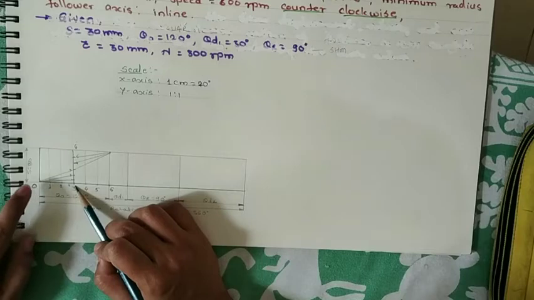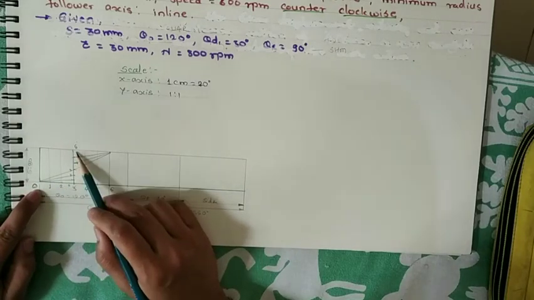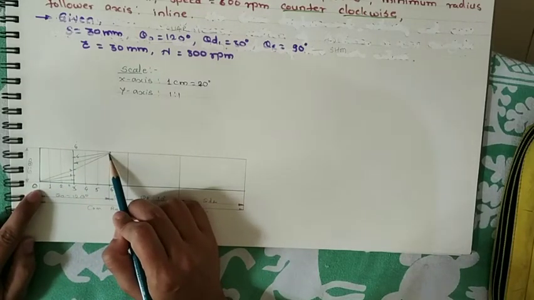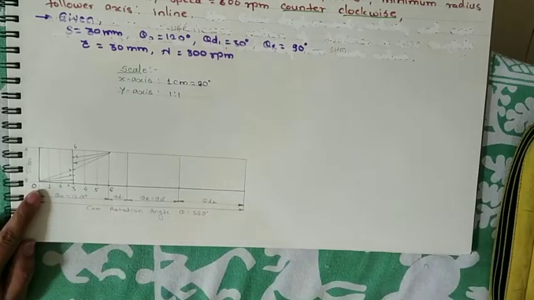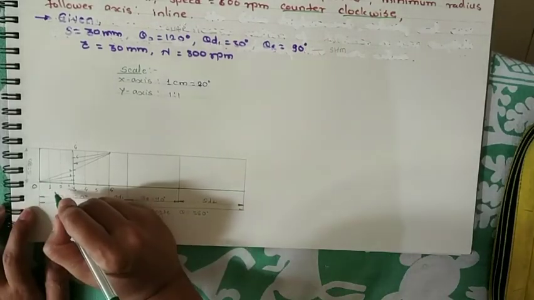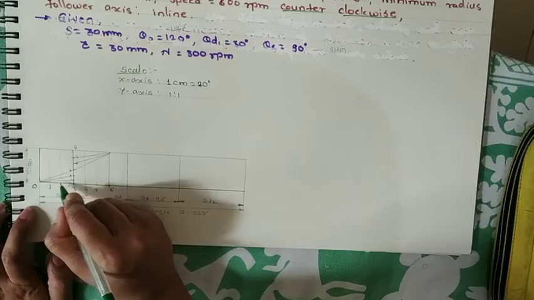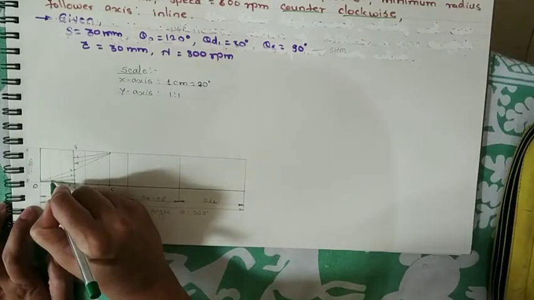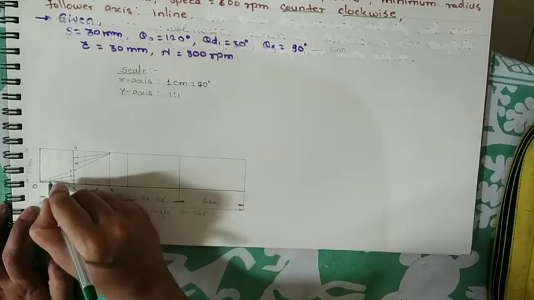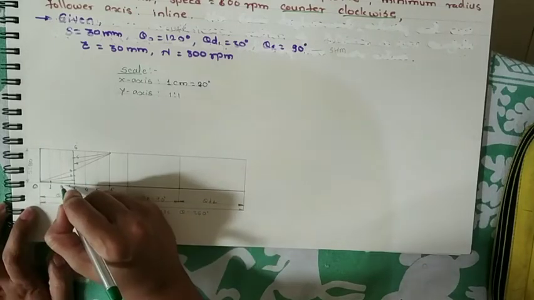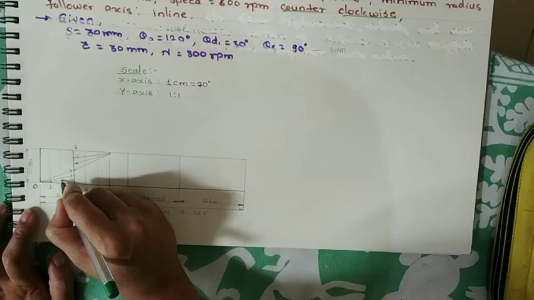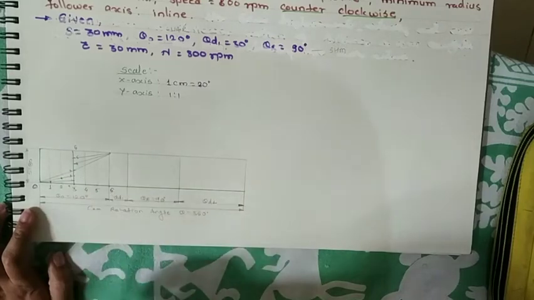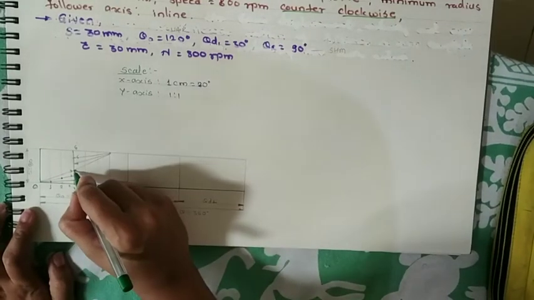Okay, join the first point with the first corner and the last point with the last corner. After that, mark a point A where the first cross line cuts the vertical line. That is your point A. Similarly, where the second cross line cuts the vertical line, mark that point as B.